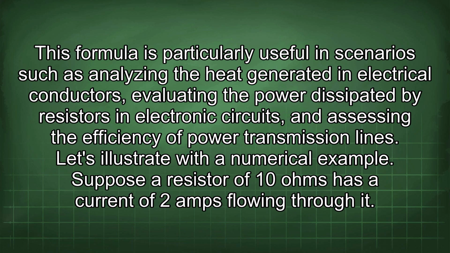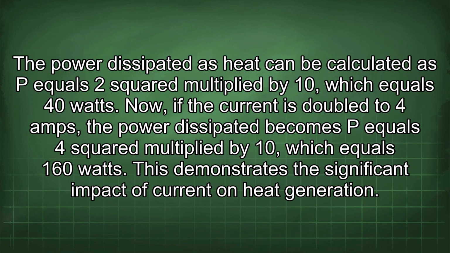This formula is particularly useful in scenarios such as analyzing the heat generated in electrical conductors, evaluating the power dissipated by resistors in electronic circuits, and assessing the efficiency of power transmission lines. Let's illustrate with a numerical example. Suppose a resistor of 10 ohms has a current of 2 amps flowing through it. The power dissipated as heat can be calculated as P equals 2 squared multiplied by 10, which equals 40 watts. Now, if the current is doubled to 4 amps, the power dissipated becomes P equals 4 squared multiplied by 10, which equals 160 watts. This demonstrates the significant impact of current on heat generation.